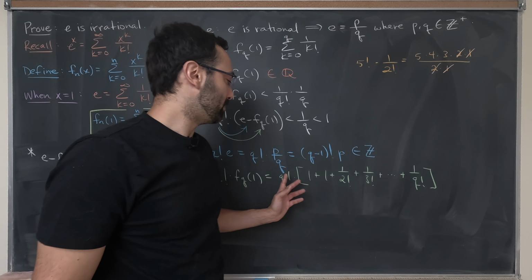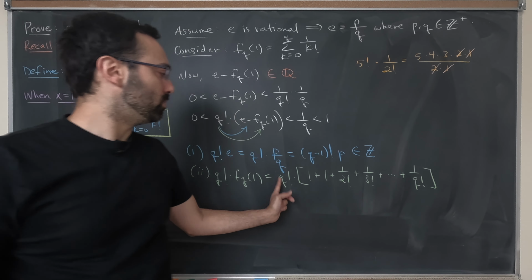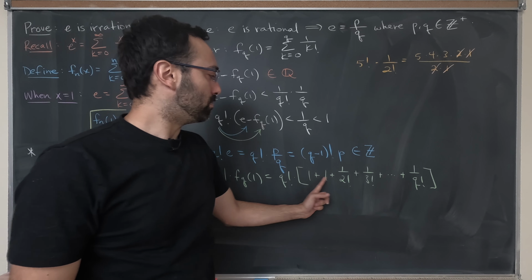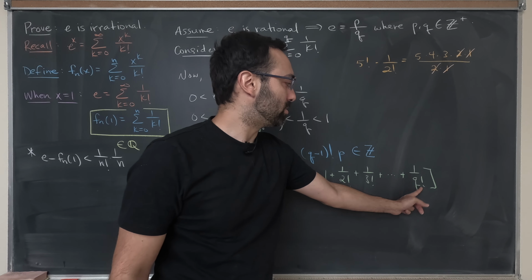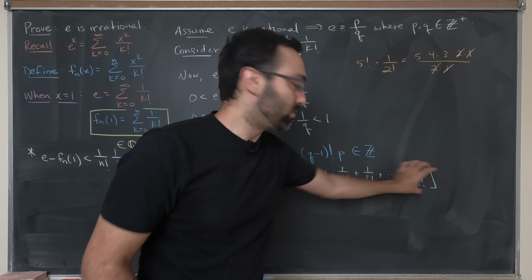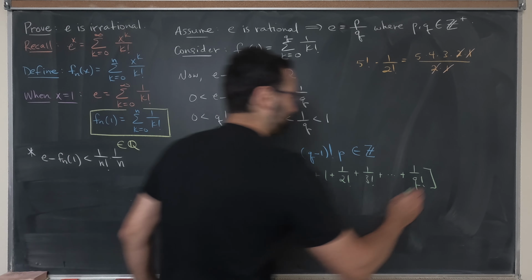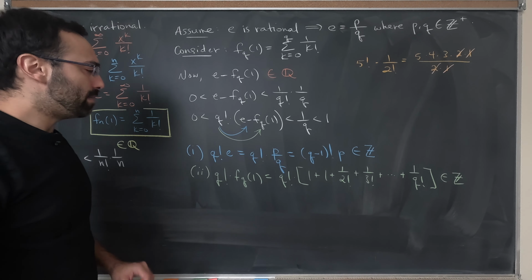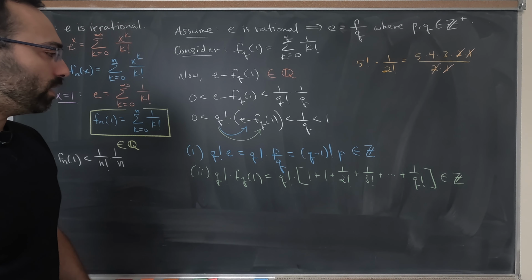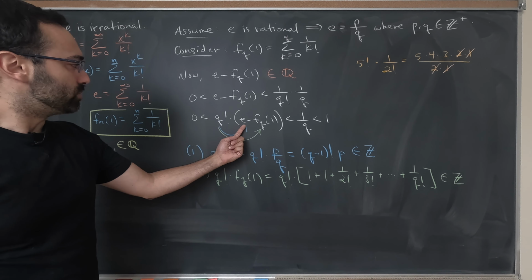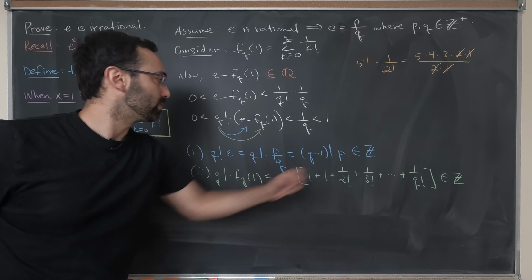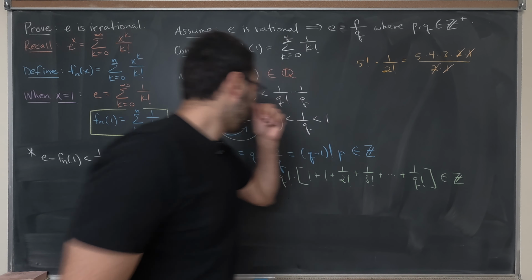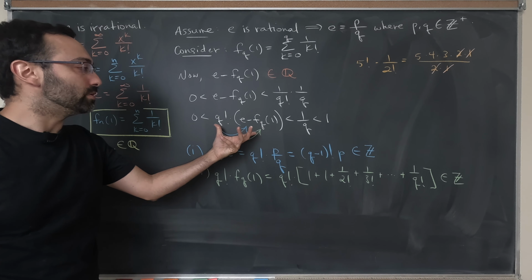And this same sort of argument holds for the other terms that we see here until we distribute this q factorial to the 1 over q factorial, which leaves us with 1. So we have 1 plus an integer plus an integer plus an integer all the way up to here plus another 1. All of this is another integer. And so what can we say about what we've arrived at here? Well, if this is an integer, q factorial times e, and this is an integer, q factorial times f sub q of 1, then we have an integer minus an integer is an integer.